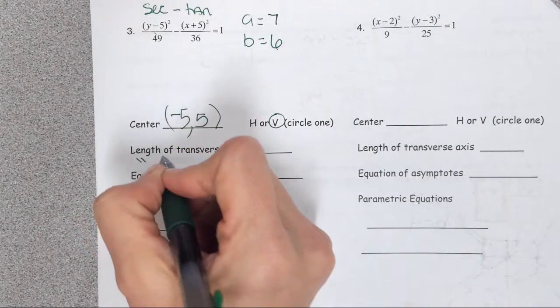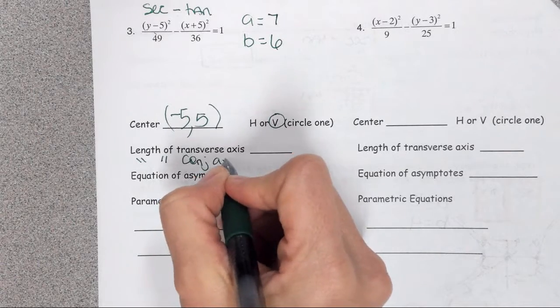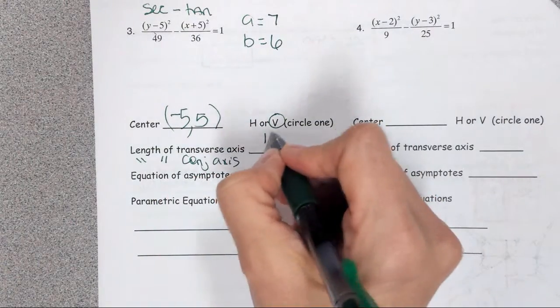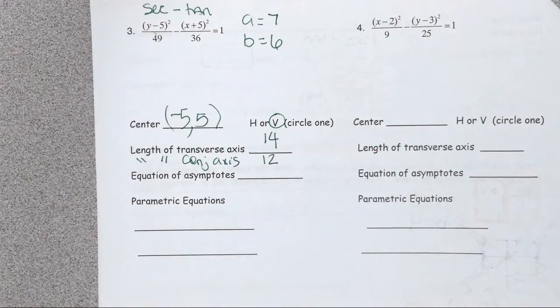Okay, we're going to go do our length of both axes. Remember, they left one off. We have to go add it in there. So how long will the transverse axis be? 14. And the conjugate? 12. Questions for me? You want to graph it by hand or write in the calculator?